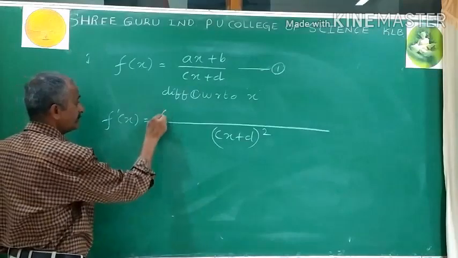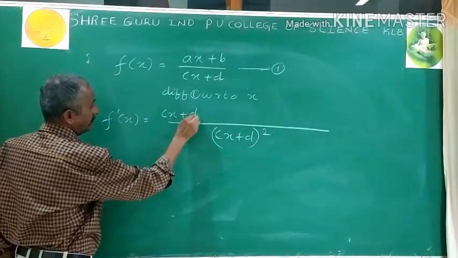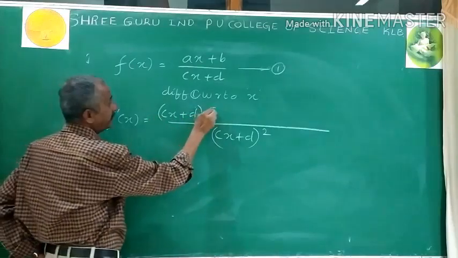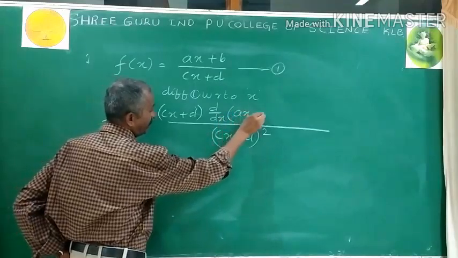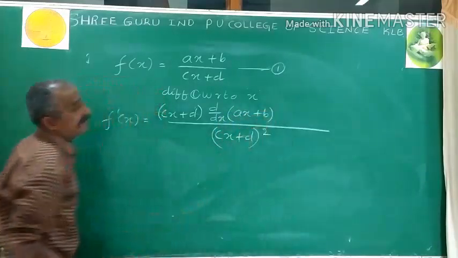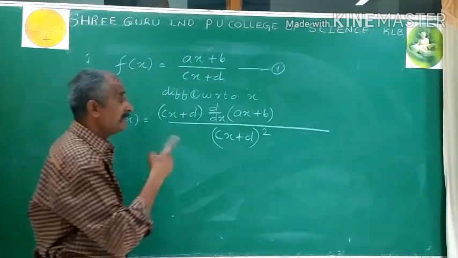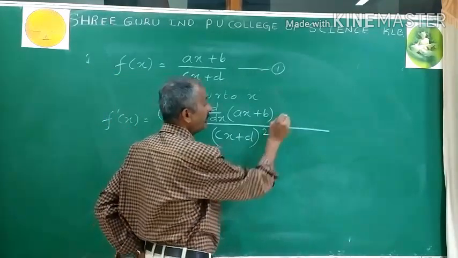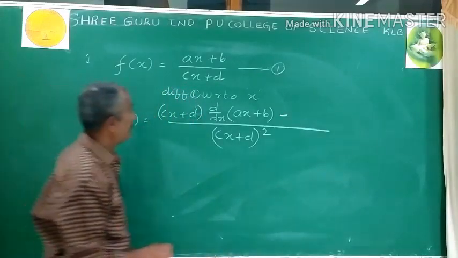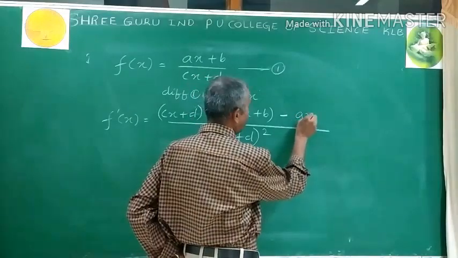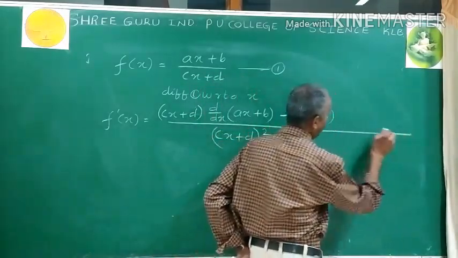Followed by (cx plus d) into d by dx of the numerator, that is the derivative of ax plus b. And don't forget that we are applying the quotient rule. In the quotient rule the two terms are joined by minus, whereas the product rule is joined by plus. Minus numerator (ax plus b) multiplied by the derivative of cx plus d.